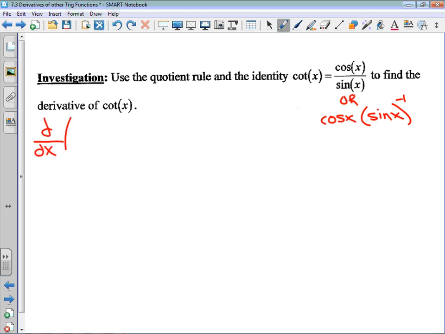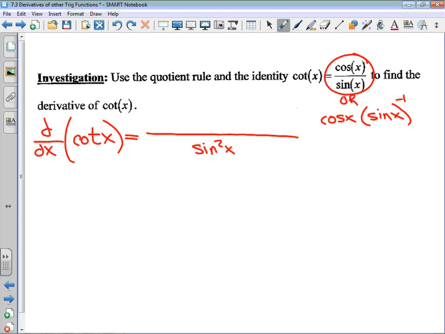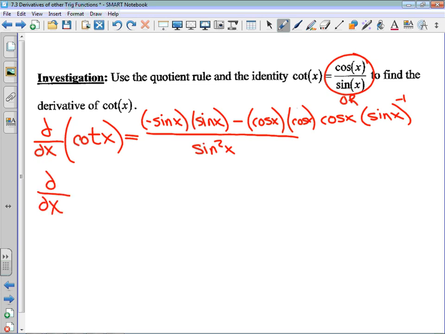So I'm going to apply the quotient rule to this quotient, cos theta over sine theta. That's going to be equal to sine squared x on the bottom right away. The derivative of cos x is negative sine x, and the sine x denominator is still there. Then I'm going to subtract cos x times the derivative of sine x, which is cos x. What that gives me is that the derivative with respect to x of cotangent x is negative sine squared x minus cos squared x, all over sine squared x.